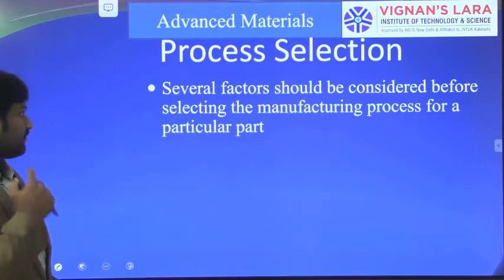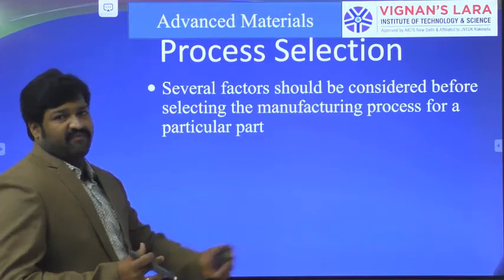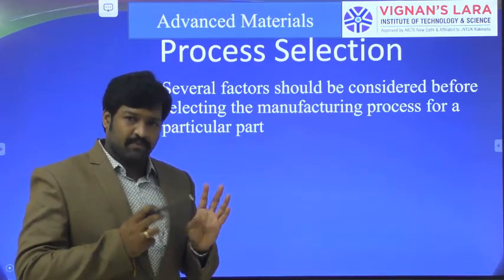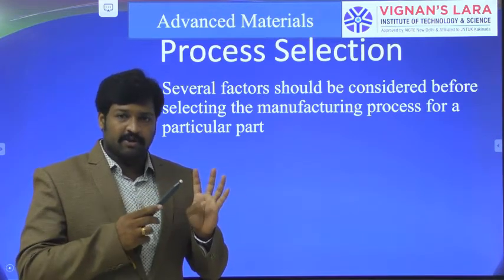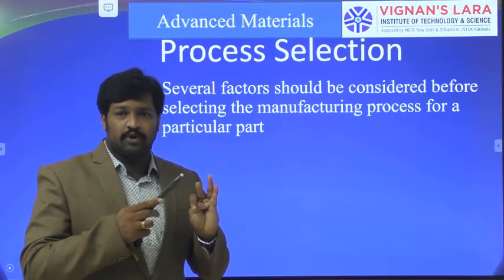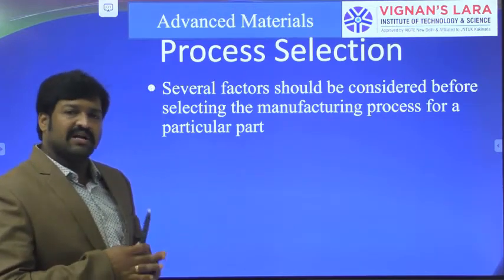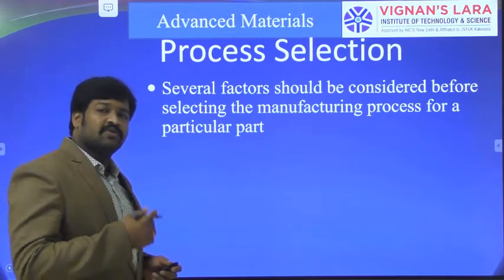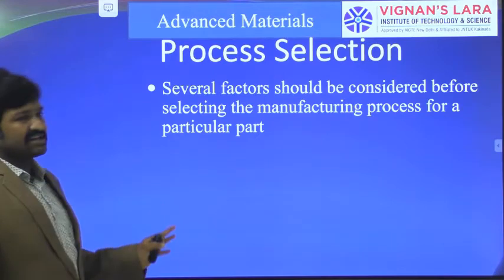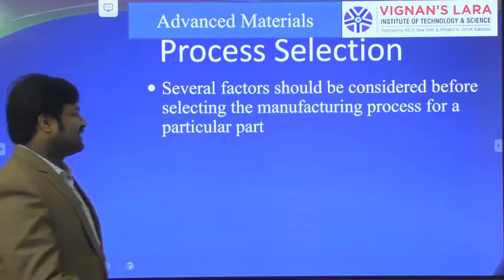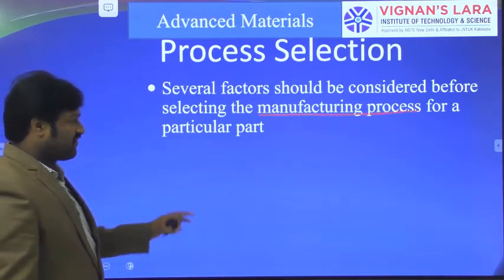Next, process selection. Several factors. Till now we discussed the various processes, that is hand lay process, spray lay process, autoclave process, pressure bagging, vacuum bagging, automated tape process, filament winding, pultrusion process, and finally the resin transfer molding process. Whatever the process it is, prior to the selection of the process, we need to identify several factors before selecting the manufacturing process.